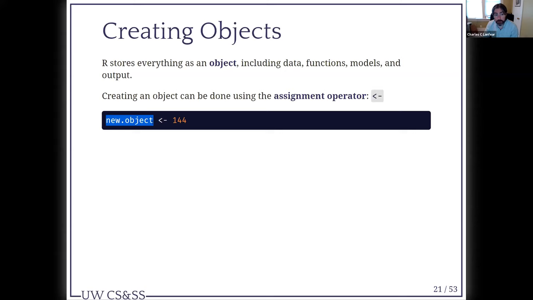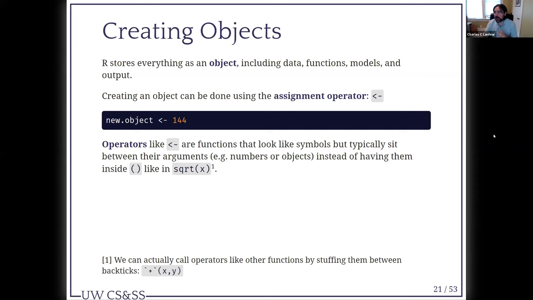In other programming languages, the equal sign is used for assignment, but in R, you normally want to use the assignment operator. Equals also works, but in rare edge cases, it will break in terrible ways. So it's highly recommended to use this operator. This thing I keep calling the assignment operator is also a function, kind of like square root, but it looks like a symbol instead of having parentheses. The way operators work is they are a function where the arguments tend to sit on either side of the symbol, but they're still a function, right?